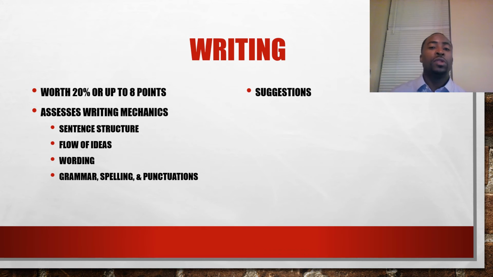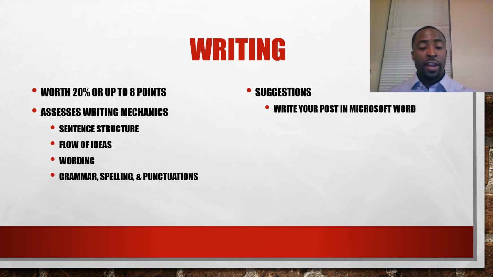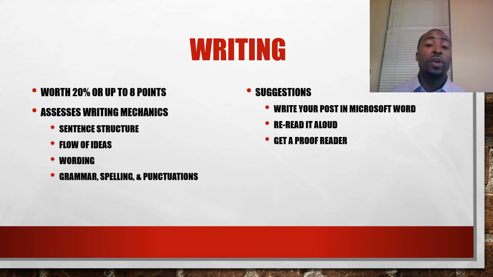Okay, so some suggestions here for your writing. Write your post in Microsoft Word. This allows you to catch some of those errors early. Any of those grammar errors, those spelling errors, Microsoft Word will pick them up for you. Read it aloud. Once you finish, it's easy to catch mistakes when you actually read your post aloud. Get a proofreader. If any students in here are married, get your wife or your husband to proofread it. Girlfriend, boyfriend, mom, dad, sister, brother. Get somebody to proofread your paper.